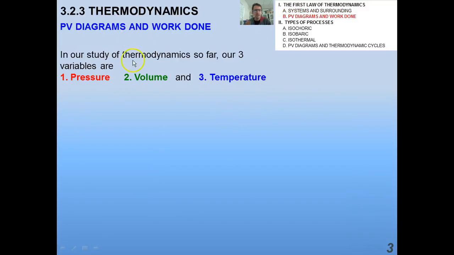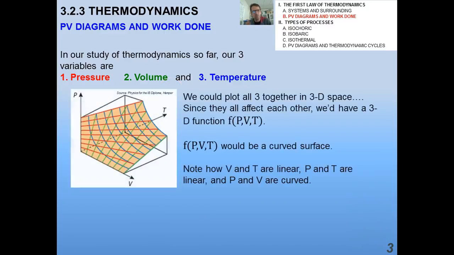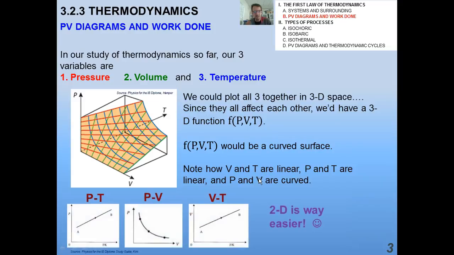Remember that in our study of thermodynamics, the three variables that we considered were pressure, volume, and temperature. We did not fiddle much with the number of moles. Now we could plot all of these together in three-dimensional space, since they all affect each other, and this is what they would look like. It'd be a three-dimensional function, f of p, v, and t, like this. It would be curved and complicated, but it would look something like this. Note how V and T are linear, P and T are linear, and P and V are curved, because of the three situations that we dealt with, the specific cases of the ideal gas law.